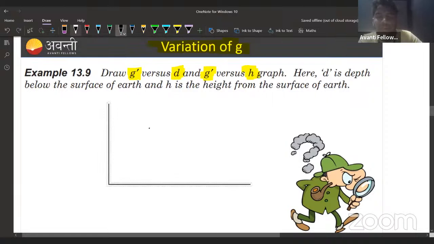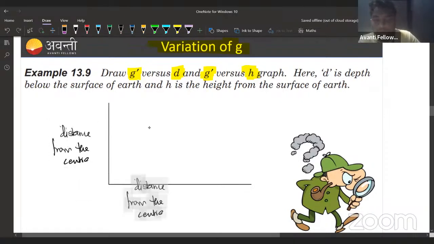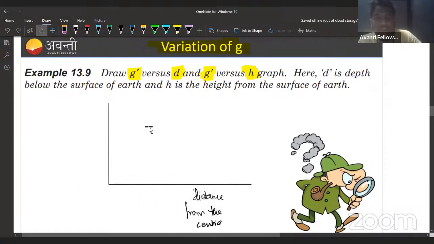Okay, this is a graph. Now, in this portion, I'm going to refer to distance from the center. Wait, in the x-axis, I'm going to plot distance from the center. In the y-axis, I'm going to plot the value of g dash. Right? Distance from the center and the value of g dash, as simple as that.